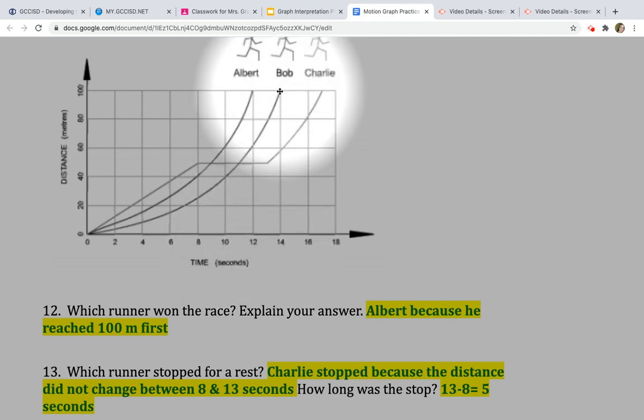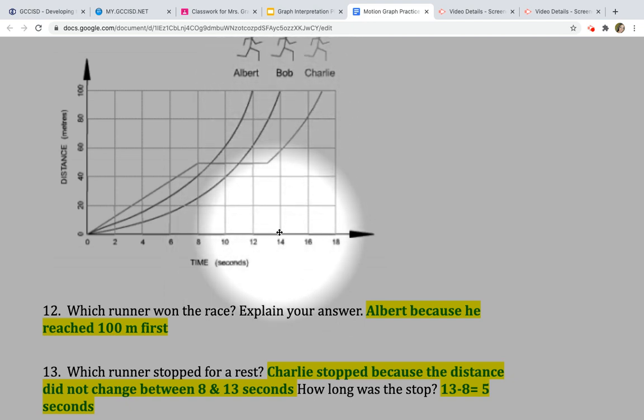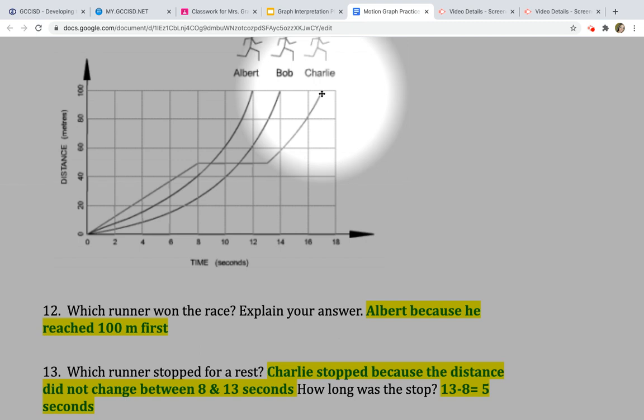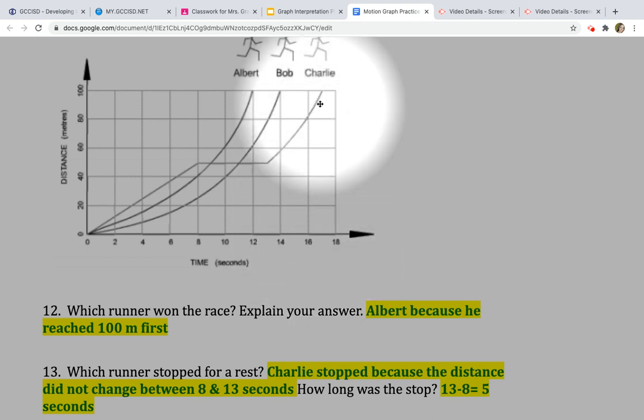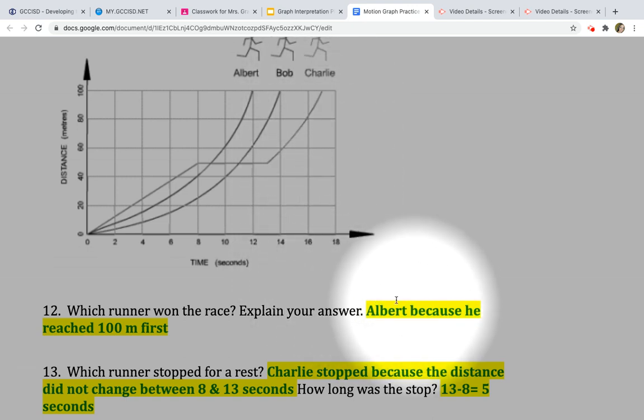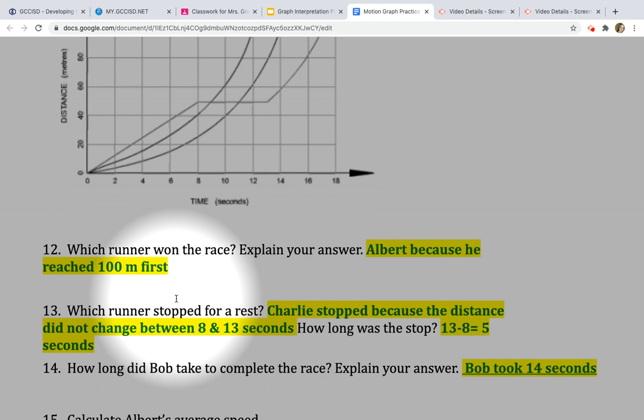If we look at Bob, Bob reached the 100 meters in 14 minutes. And Charlie reached the 100 meters at, it looks like, I'm going to say 17. Yeah, 17 seconds. I'm sorry, I think I'm saying minutes. 17 seconds. So Albert did reach it first.